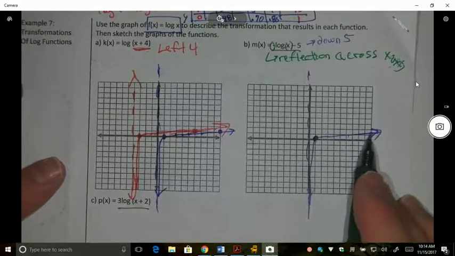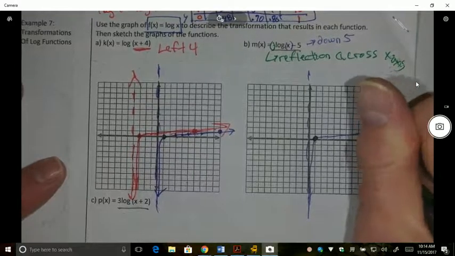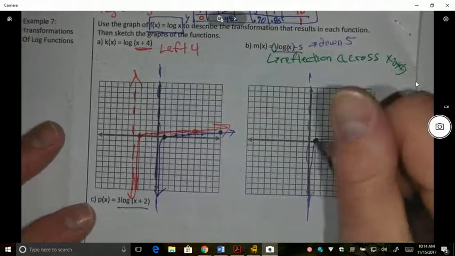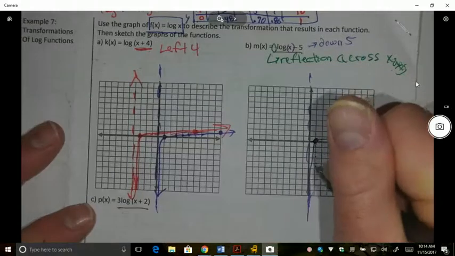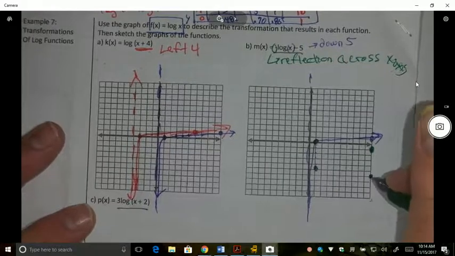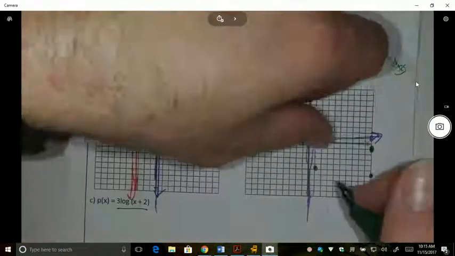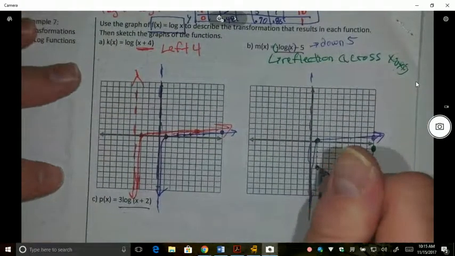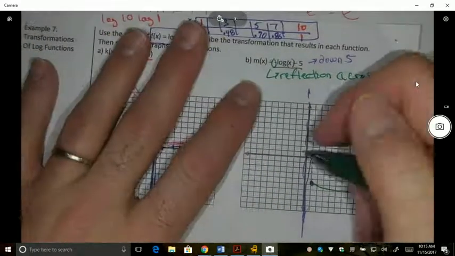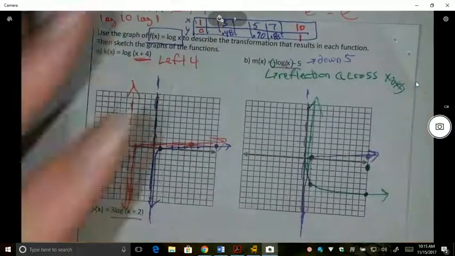What happens to this point? It's going to be reflected to 10, -1. And then I'm supposed to shift it down 5 units. So I just move both of these down 1, 2, 3, 4, 5. 1, 2, 3, 4, 5. Does that change my vertical asymptote? Nope, still stays there. Didn't shift left or right, so that stays where it's at. This one is actually coming down as I go to the right, which means as I go toward my vertical asymptote, it's going to be coming up. So there's my sketch of the graph.